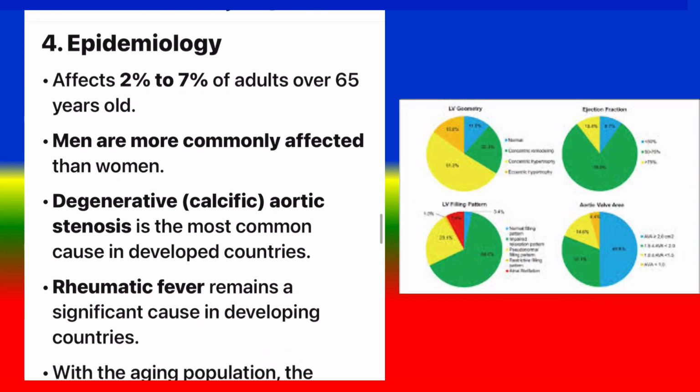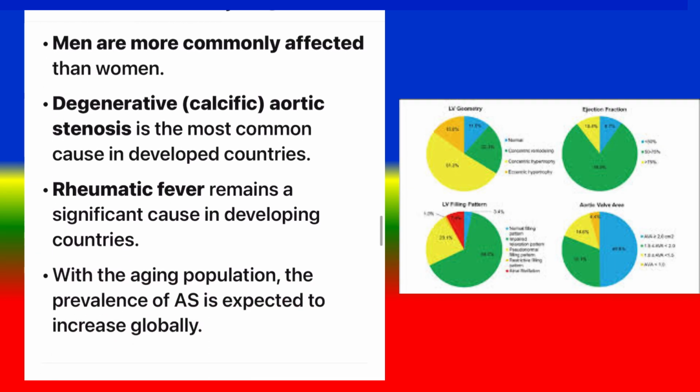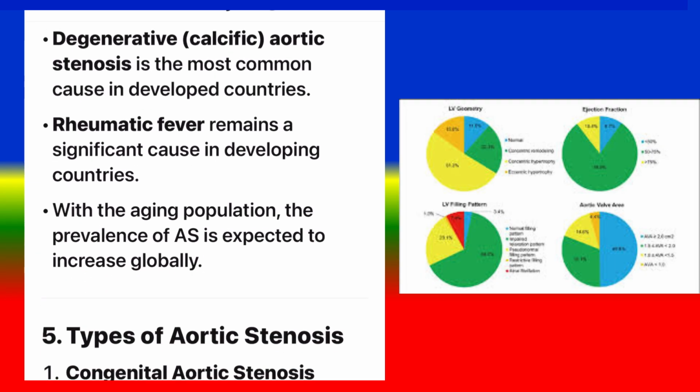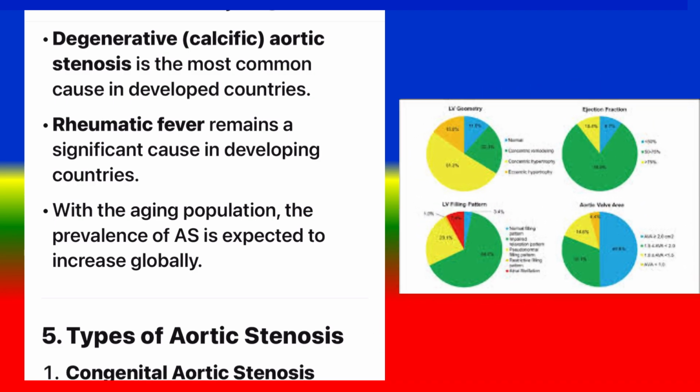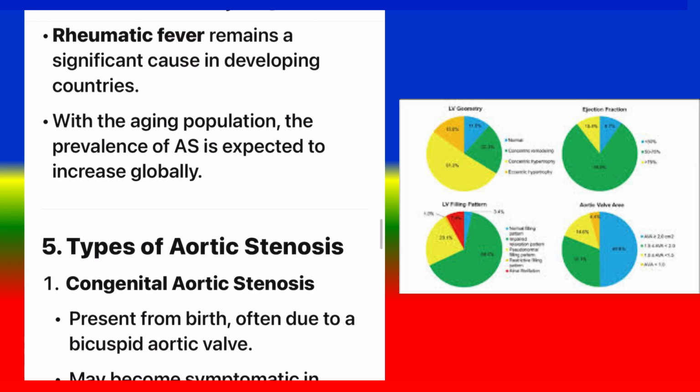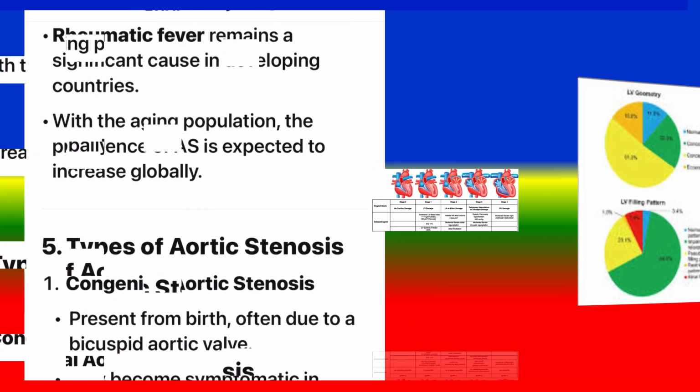4. Epidemiology. Affects 2 to 7% of adults over 65 years old. Men are more commonly affected than women. Degenerative, calcific aortic stenosis is the most common cause in developed countries. Rheumatic fever remains a significant cause in developing countries. With the aging population, the prevalence of AS is expected to increase globally.